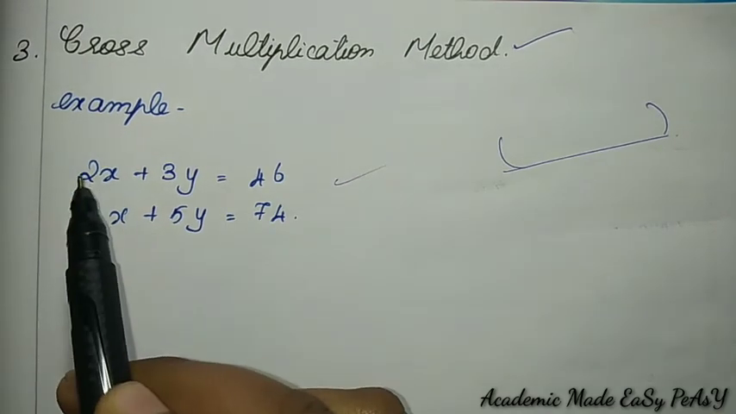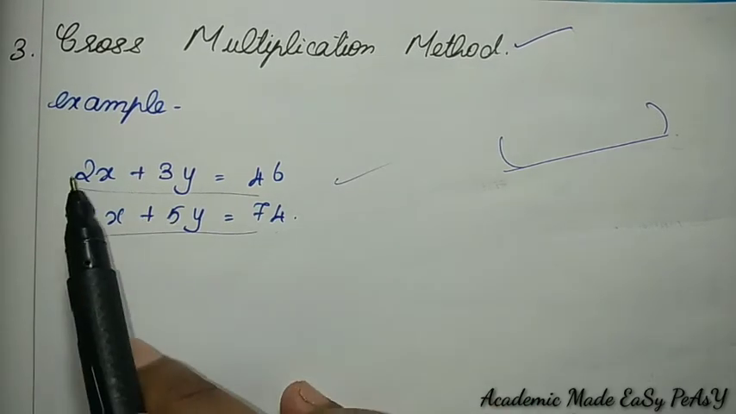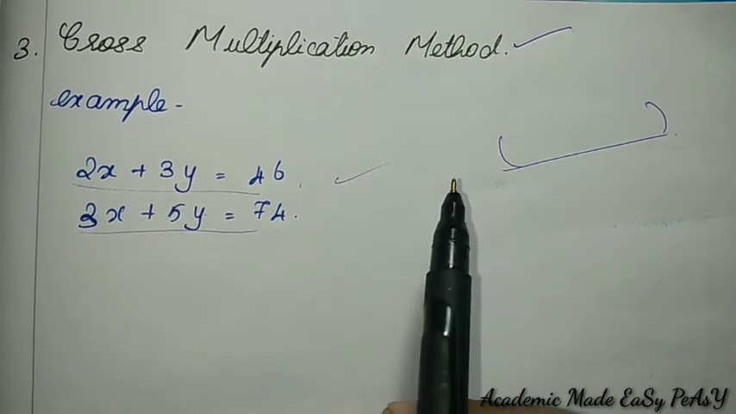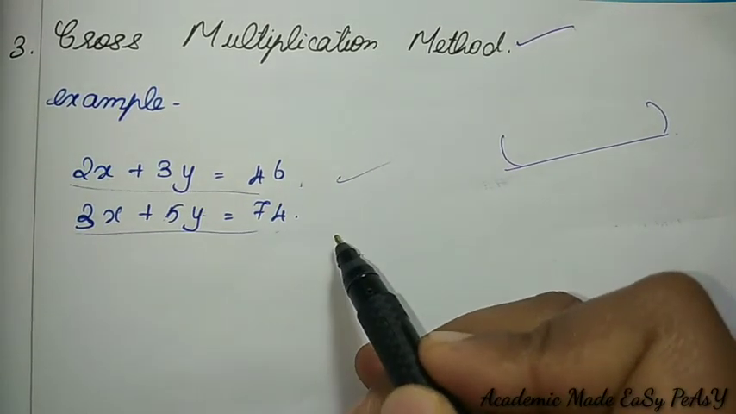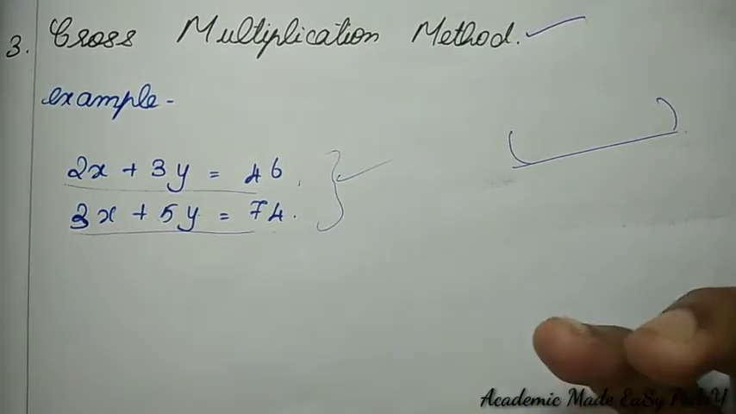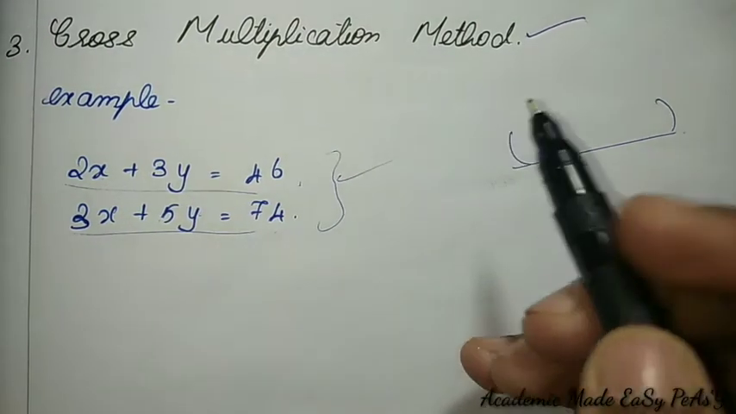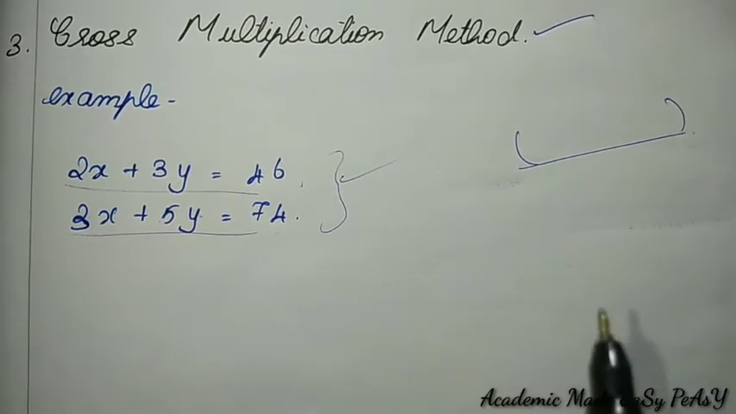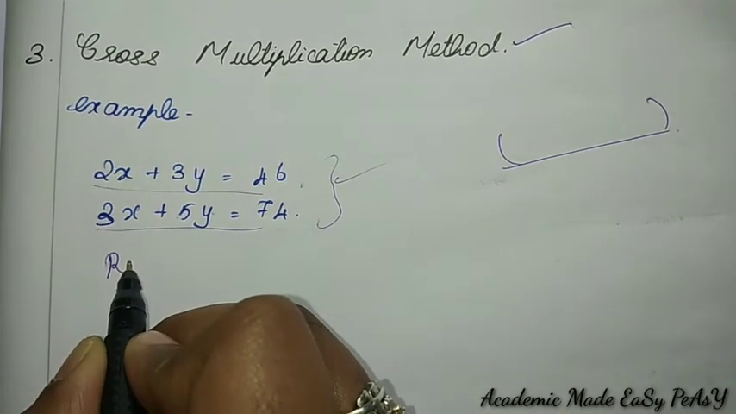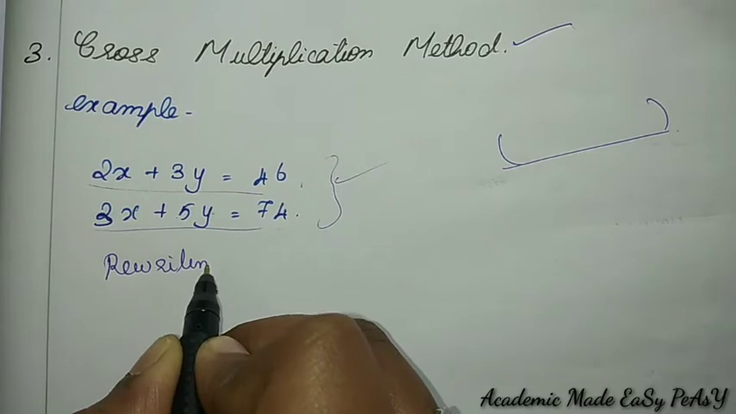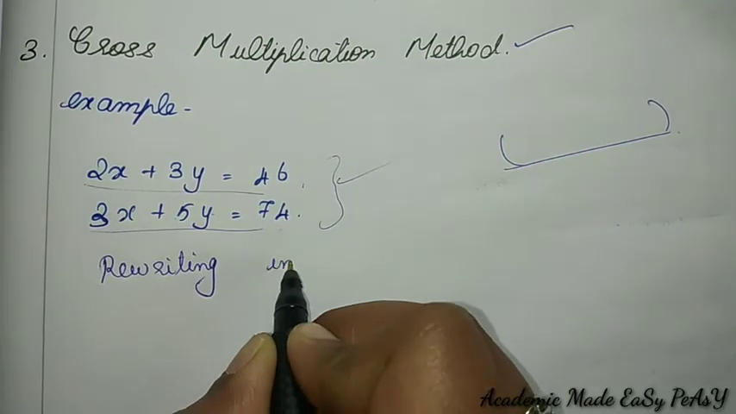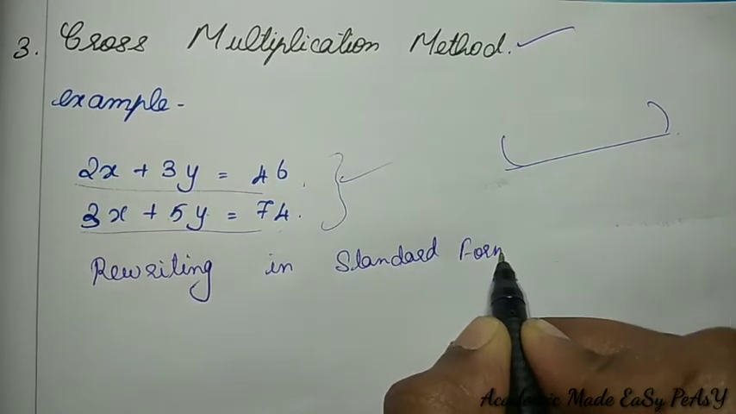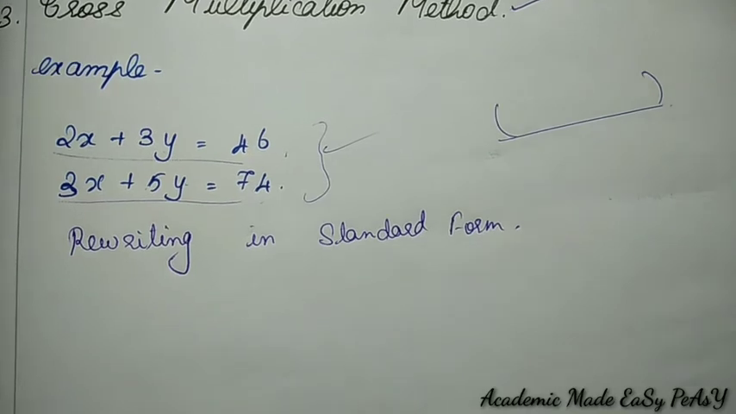So I have given you two equations, isn't it? That is 2x plus 3y is equal to 46, 3x plus 5y is equal to 74. Till now we were using these equations only, but we didn't check whether they are in standard form or not, isn't it? But for this cross multiplication method, we have to write the given equations in standard form. So I will be rewriting them in standard form.